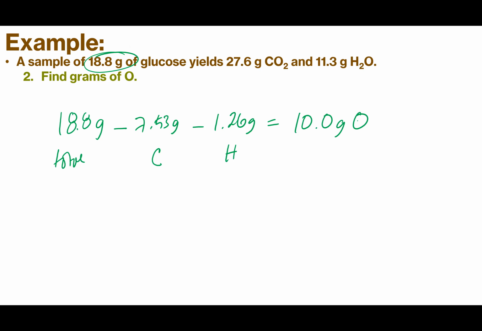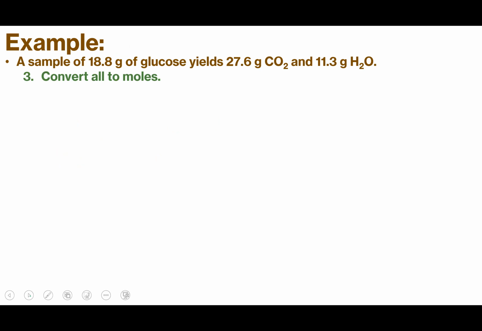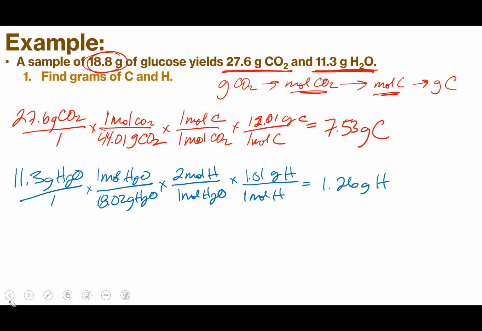All right. Next. So now we have grams of C, H, and O. We need to get moles of C, H, and O. That'll be the next bit here. Convert everybody into moles. Let's do that and say 7.53 grams of carbon. Now, we could have paused ourselves on this step and taken here and written down moles of hydrogen and moles of carbon to do that.